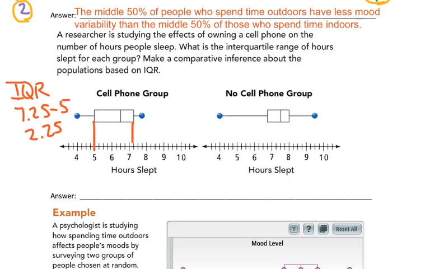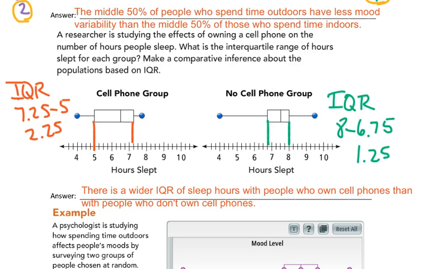And the IQR for the no cell phones is about 8 minus 6.75. So that's 1.25. And we're talking about hours slept. So I would say that there's a wider IQR of sleep hours with people who own cell phones than with people who don't own cell phones. So please pause the video so that you can get that done. I am going to move on.